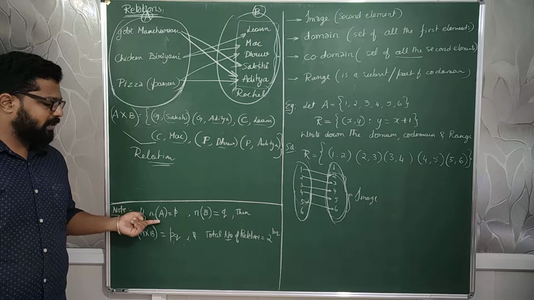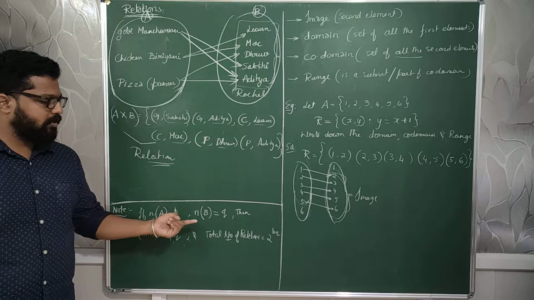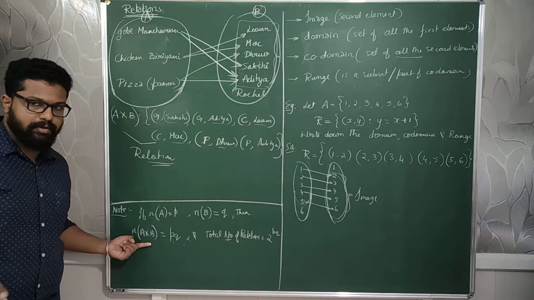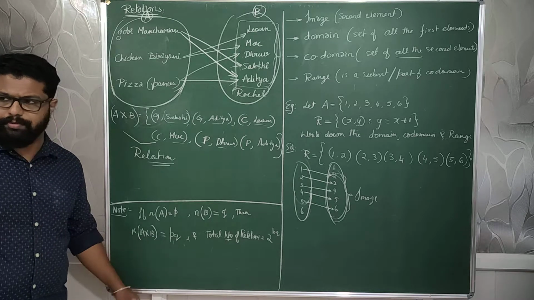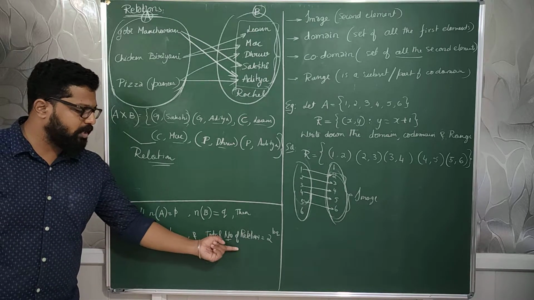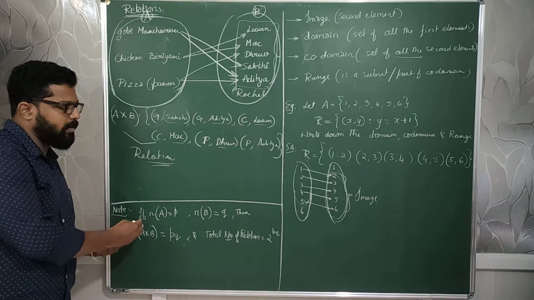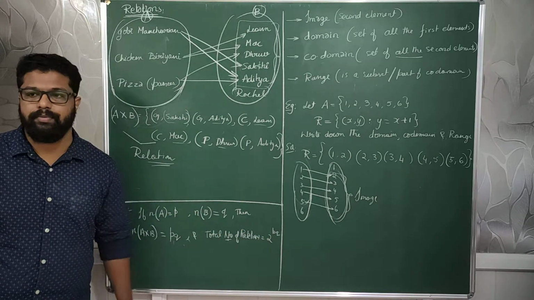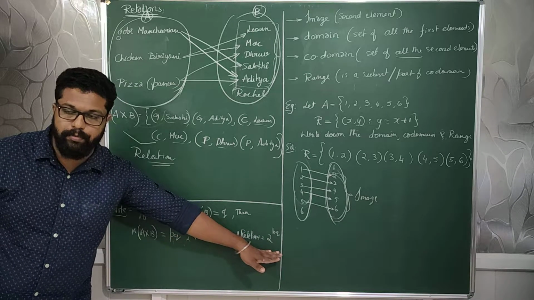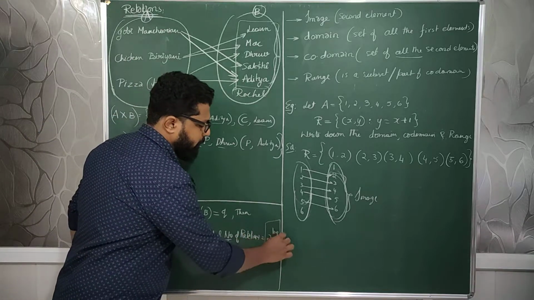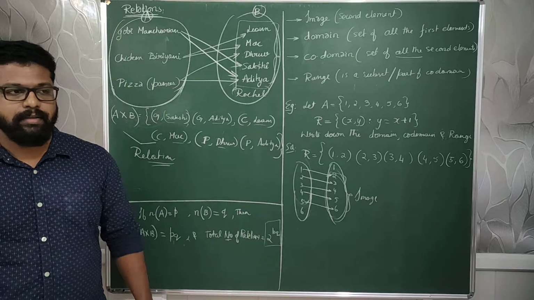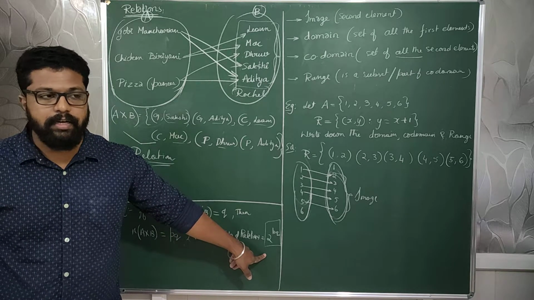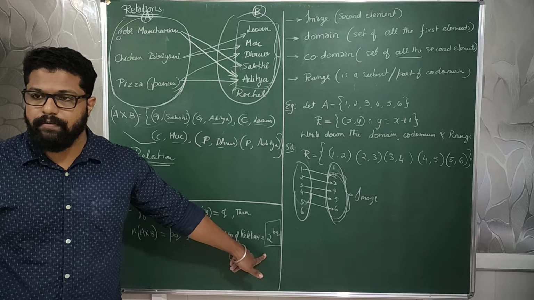Now, suppose the number of elements in A is P, and the number of elements in B is Q. Then the number of elements in A cross B, that is the Cartesian product, is P into Q. Correct? Now, the total number of relations I can form out of this Cartesian product is 2 to the power PQ. Have you seen this 2 to the power of PQ before? Yes, in set theory. What is that? The number of subsets formed out of a set.